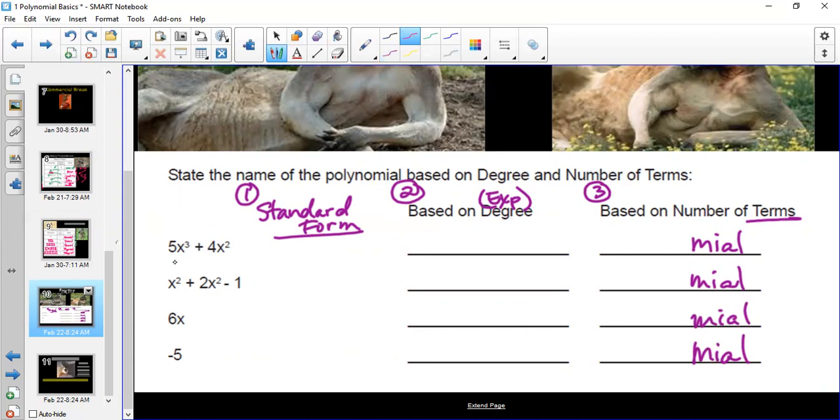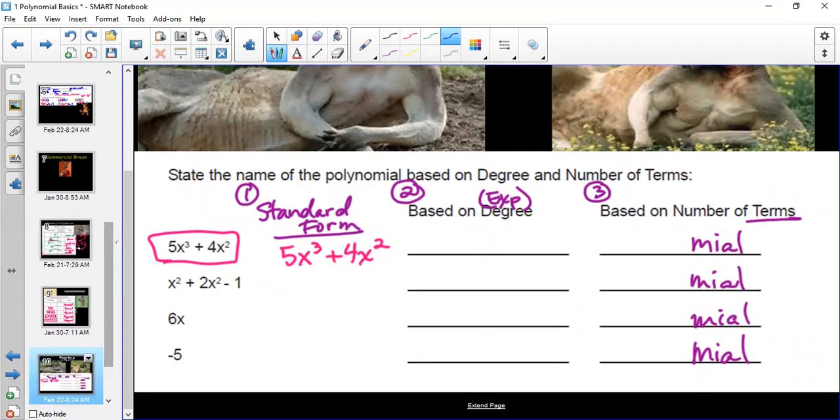Okay, so standard form. Is it in standard form? Highest to lowest? Yes, it is. I'm going to keep it that way. Now I'm going to name it based upon the degree, the exponents. If it's to the 3rd power, you can cheat for a while and go back to your slides, or you can start to memorize them. 3rd power, you think cubed, so this is a cubic. Okay, and I'm going to name all of these based upon their degree first. So I'm going to put them all in standard form.